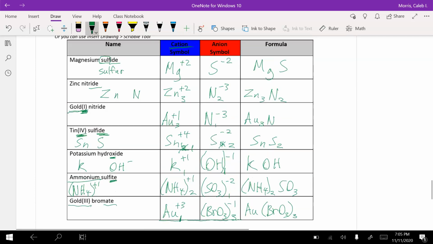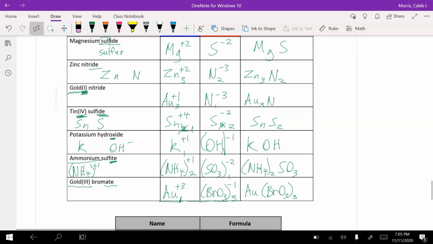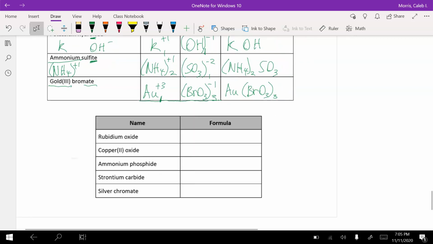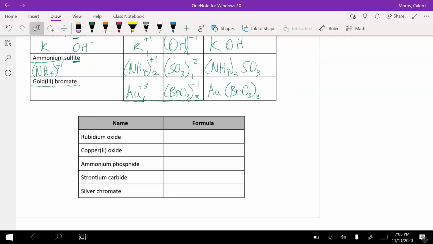This time we don't have that middle step, so some of you guys can jump straight to the formula because you're getting really good at doing this and you can do some of them even in your head. I'm going to do the work over on the right hand side and then we'll write the formula in the box. Rubidium oxide. So rubidium is Rb.